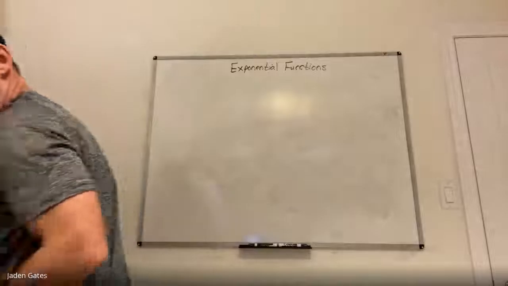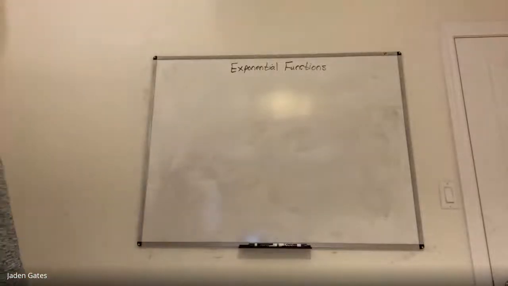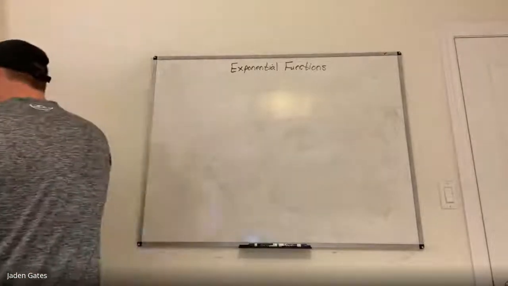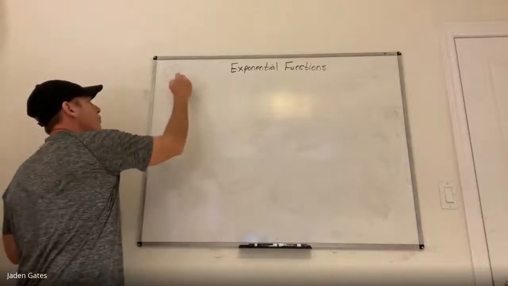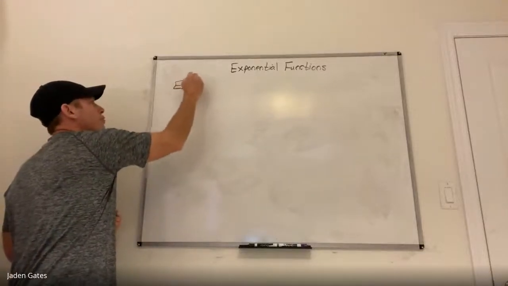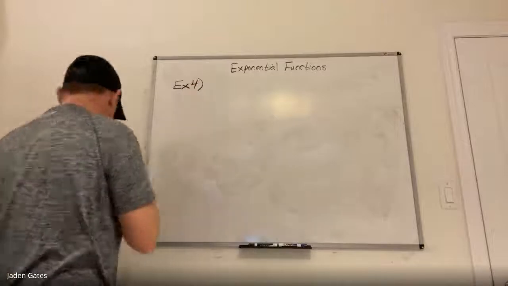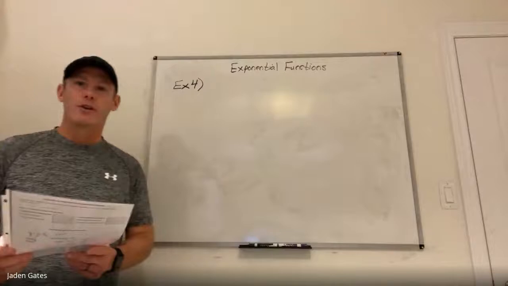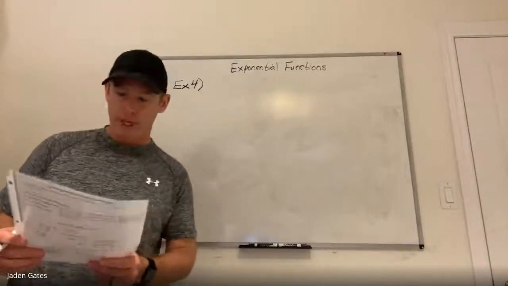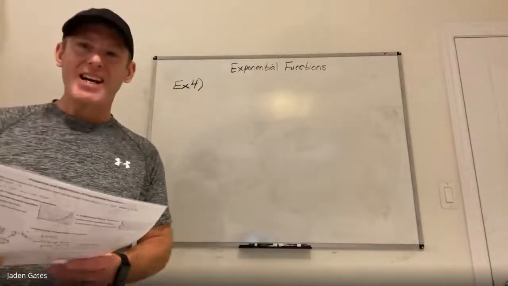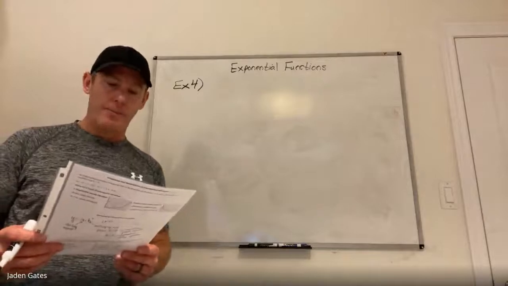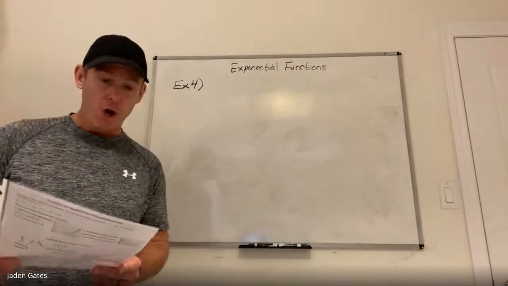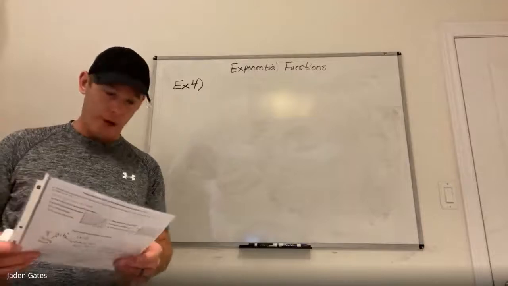All right, so example 4. Now, these are mostly true values here. In example 4, we're talking about the Earth's population. All right, now, it says in 1981, the population of Earth was 3.5 billion people. After 29 years, the population of Earth doubled to 7 billion very quickly.